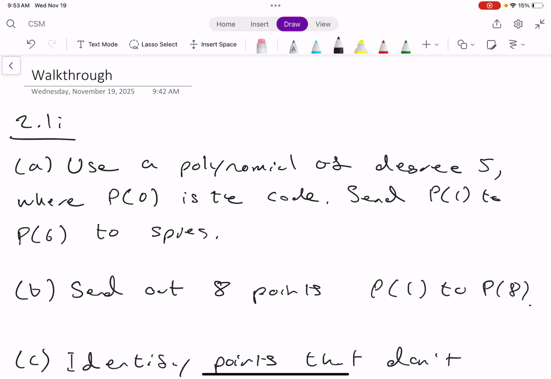Part A says, Agent 0 wants to send an operational code to the spies that is split into 6 parts. To ensure the message can be reconstructed even if one part is corrupted or lost, what scheme should Agent 0 use?